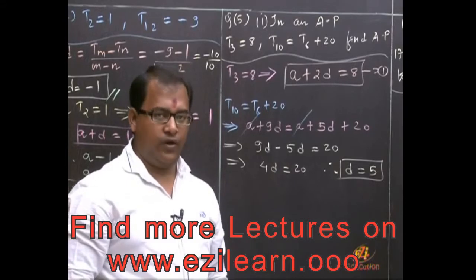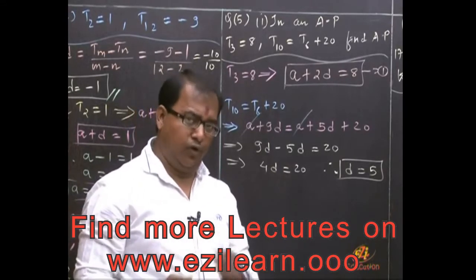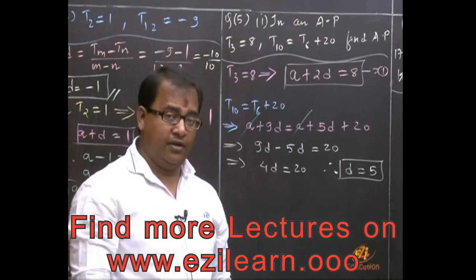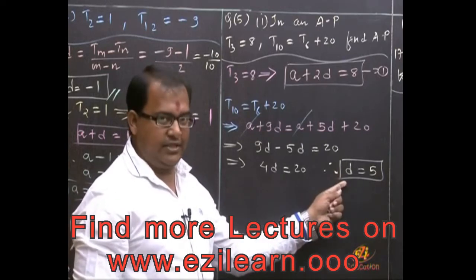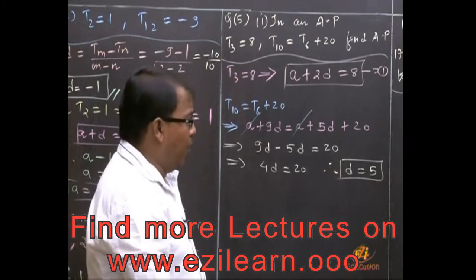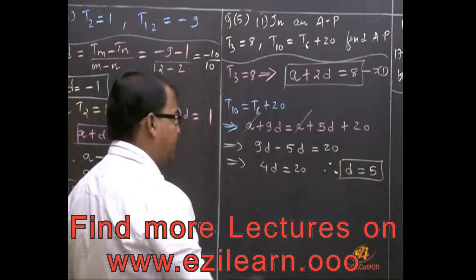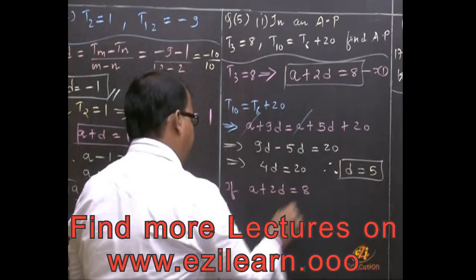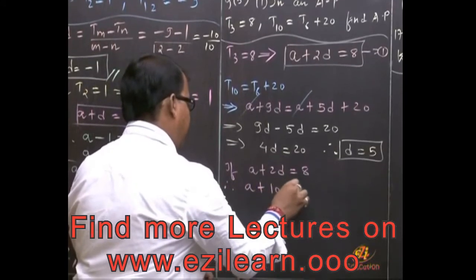D is 5. One result which you obtained in the previous sum with a formula, here we have obtained with calculations. No difference in obtaining D. The methods are different, but the usefulness of D remains the same. D is 5 over here. Now you substitute this D in any one equation. Better substitute in equation 1. A plus 2D is 8. A plus 2 fives are 10.